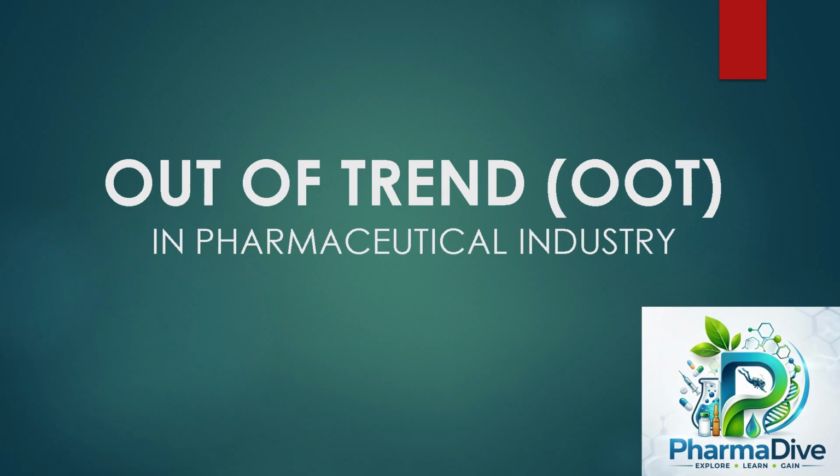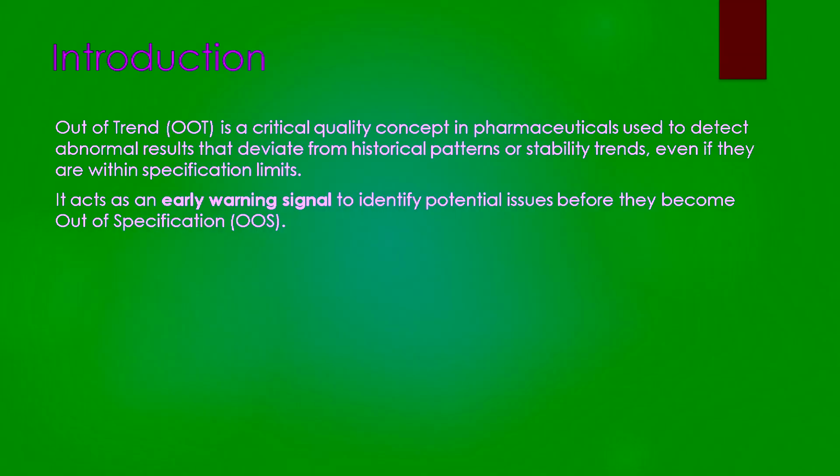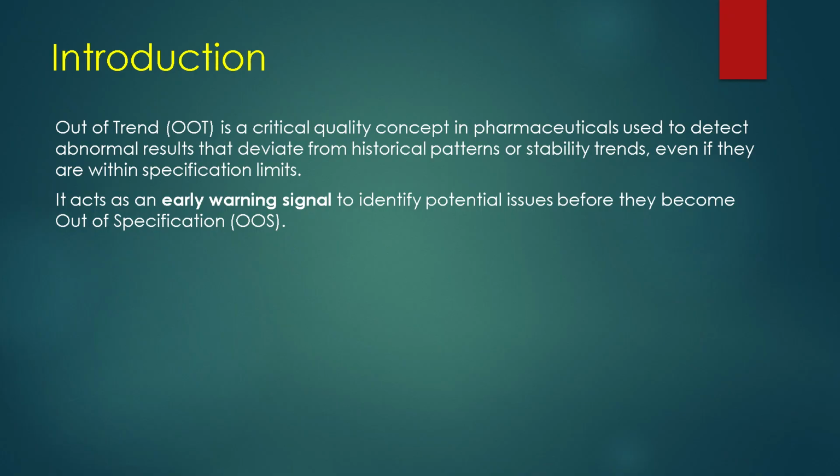Today's topic is out of trend in the pharmaceutical industry. Introduction. Out of trend is a critical quality concept in pharmaceuticals used to detect abnormal results that deviate from historical patterns or stability trends, even if they are within specification limits. It acts as an early warning signal to identify potential issues before they become out of specification.